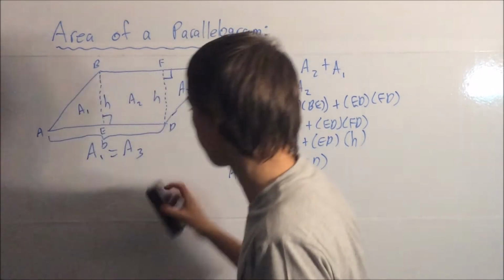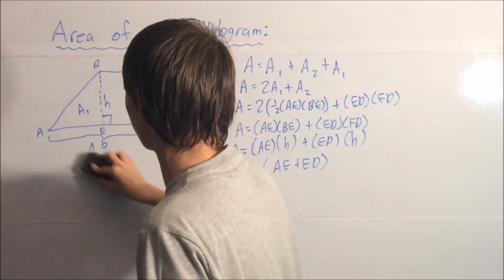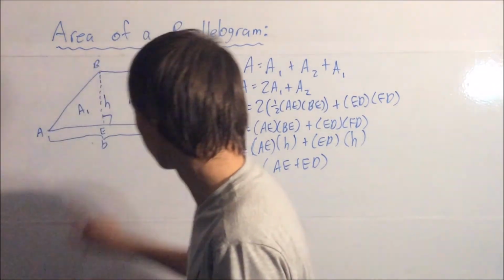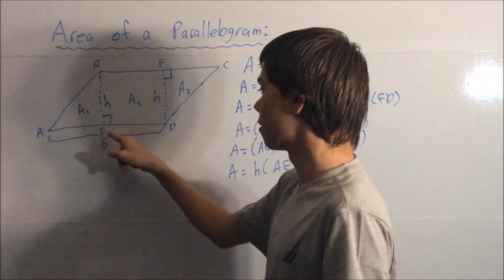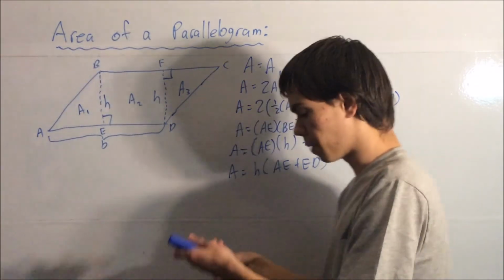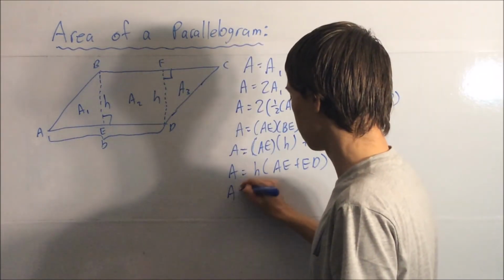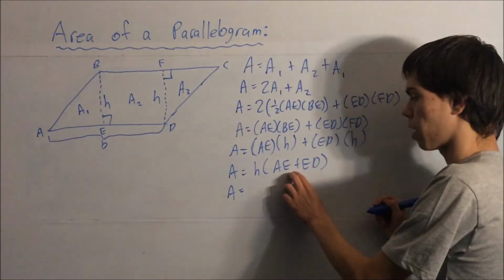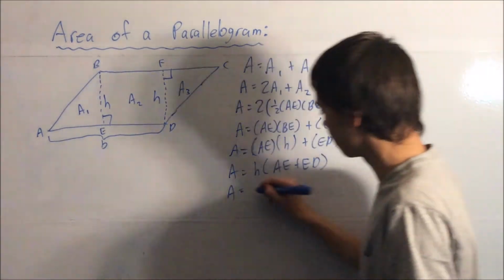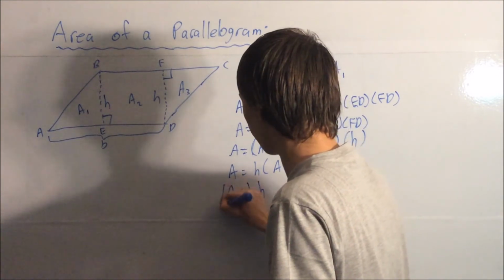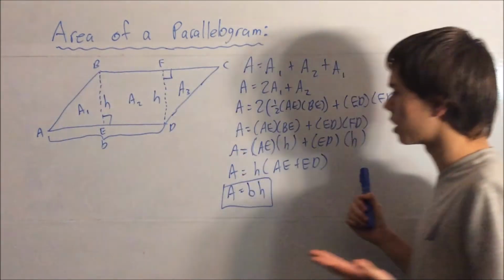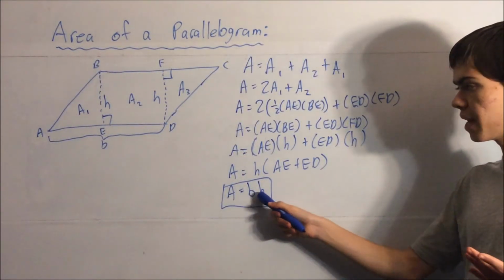I'm just going to erase this. We already know that A1 equals A3. So AE plus ED represents the base of the parallelogram. So I'm just going to represent AE plus ED with just the base of the parallelogram, and we get base times height. So the area of a parallelogram is just like what it is for a rectangle. It's just base times height.